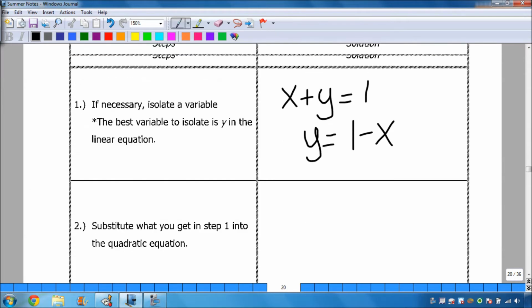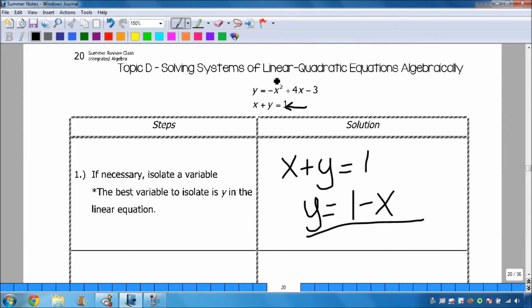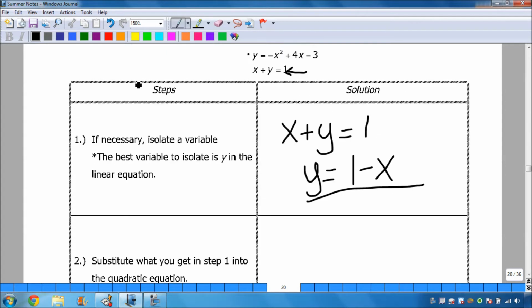And then all I have to do is substitute this into my quadratic equation, which is this one right up here. Okay, so every time I see a y, I'm just going to replace it with 1 minus x. So I'm going to say 1 minus x is equal to negative x squared plus 4x minus 3.